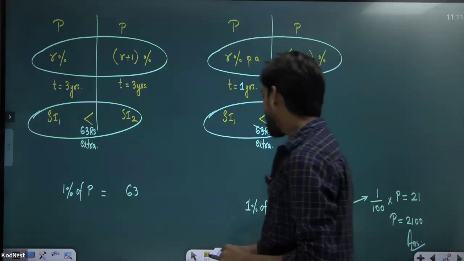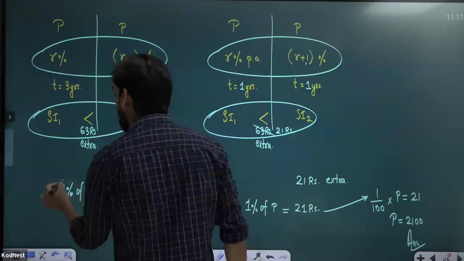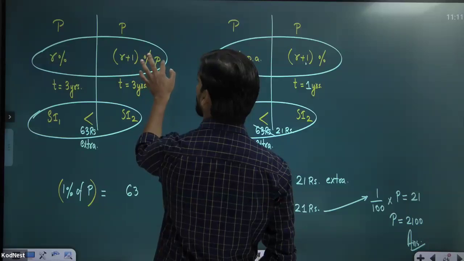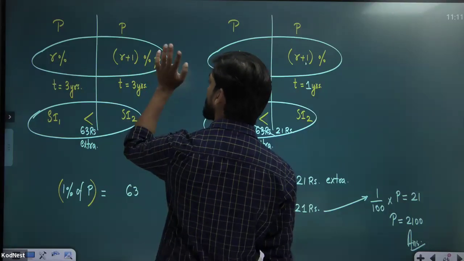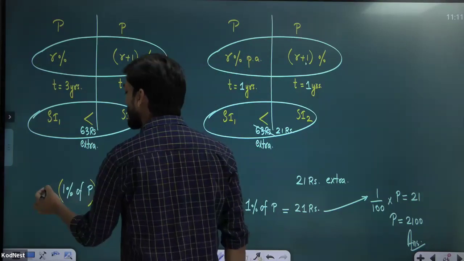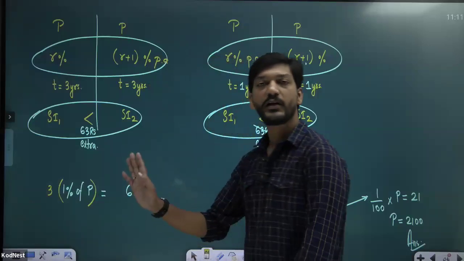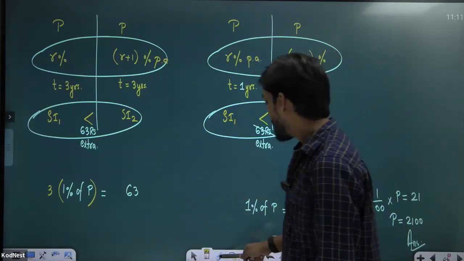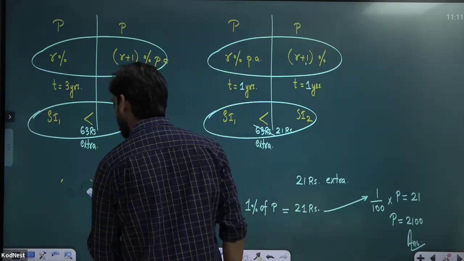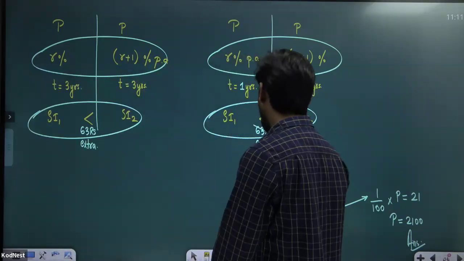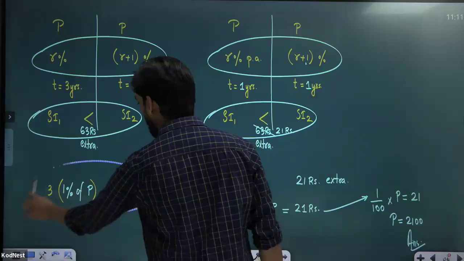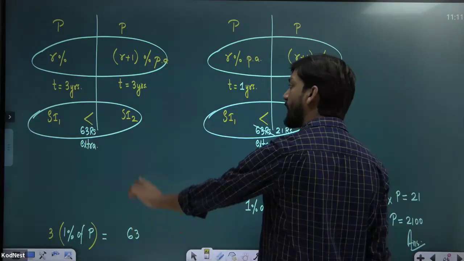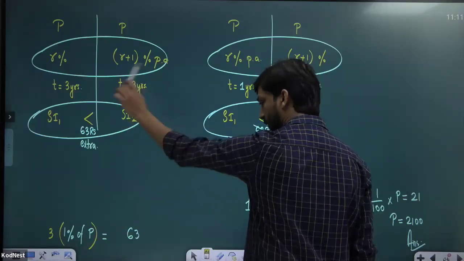You will do it this way. 1% of principal. My dear, 1%, but it is per year. So 1% of principal per year. So for 3 years, it will be 3 times. Then you can equate it. Okay, but yes, it is confusing. So I will say don't apply this. Or let's keep it downwards. This is how you will apply it if you want to apply this. I mean, in this only.